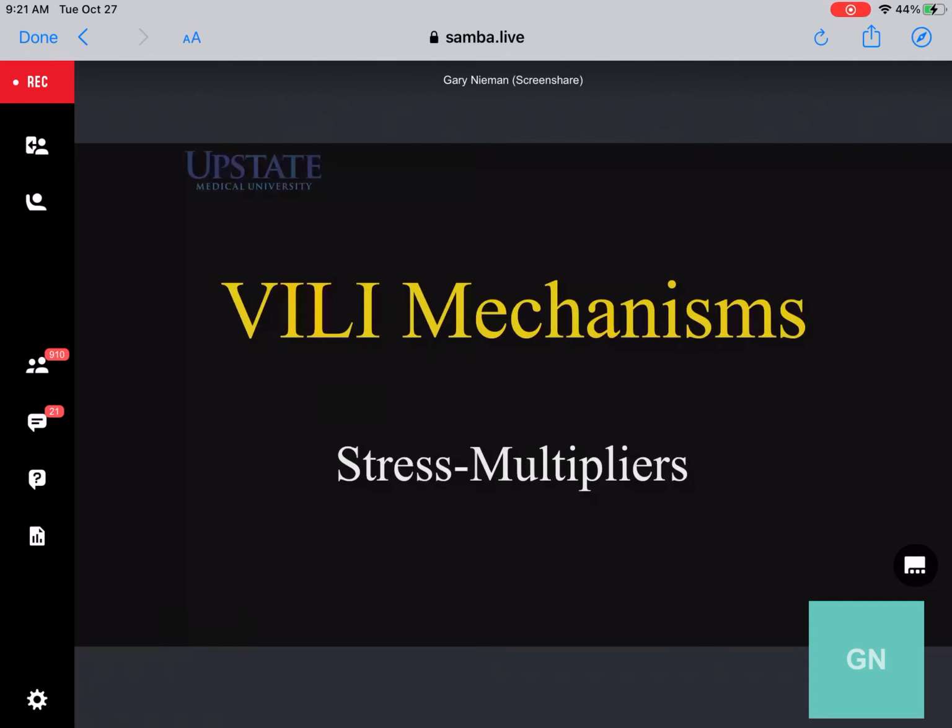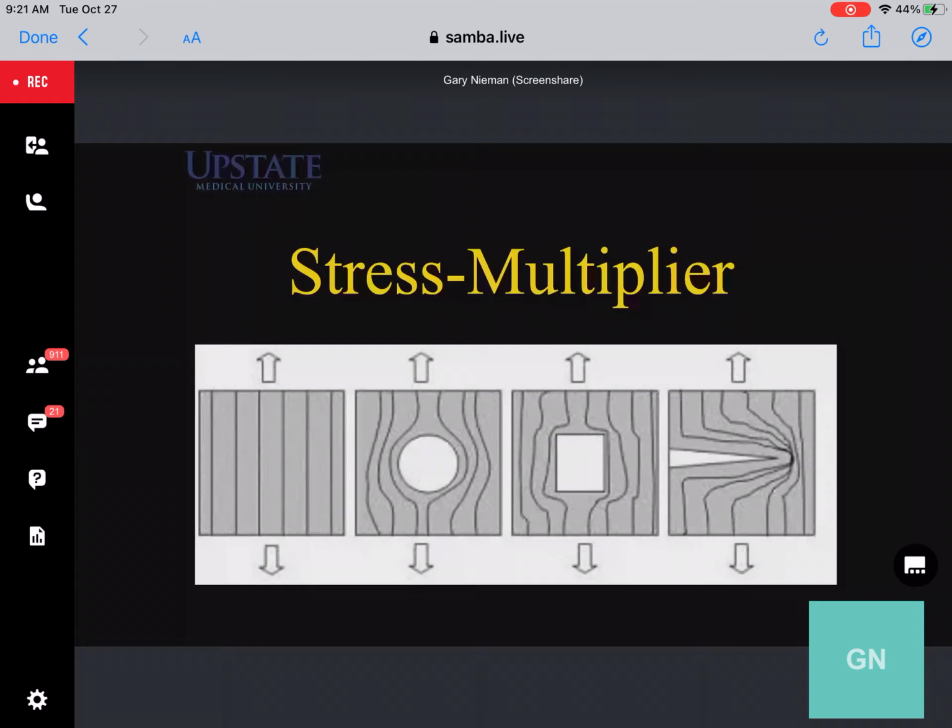So what exactly do I mean by these stress concentrators or stress multipliers? I think the simplest way to think of it is just taking a board and putting some defects in it. So in this case, we're doing an experiment. We want to see how much force it will take to break this board. And so we're going to pull on the board from both directions.